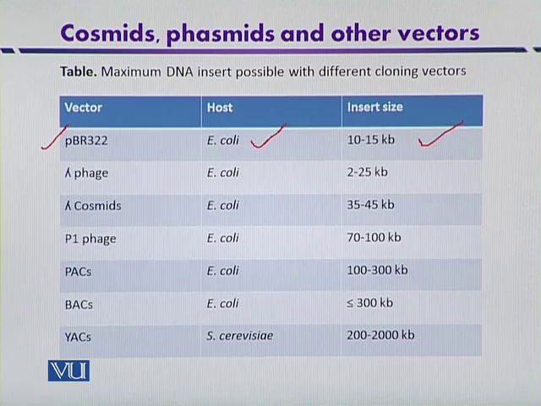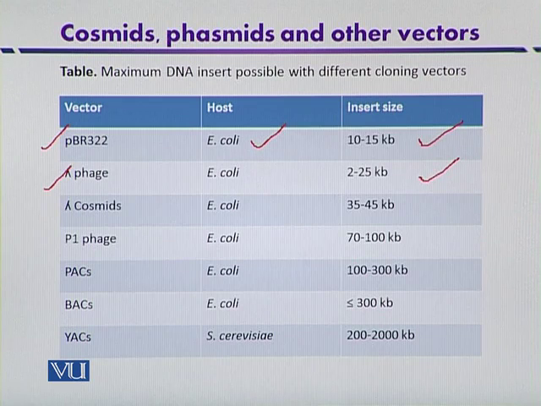And of course, lambda phages. Next one, again, they can infect E. coli as the host organism. And this is the DNA fragment that may be up to 25 kilobase. That is important. Next one are the lambda cosmids. They can clone up to 45 or sometimes 52 kilobase DNA fragments.